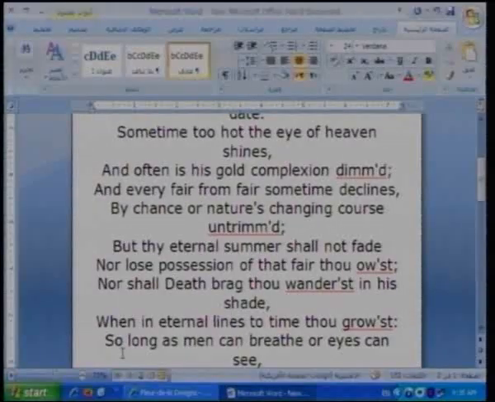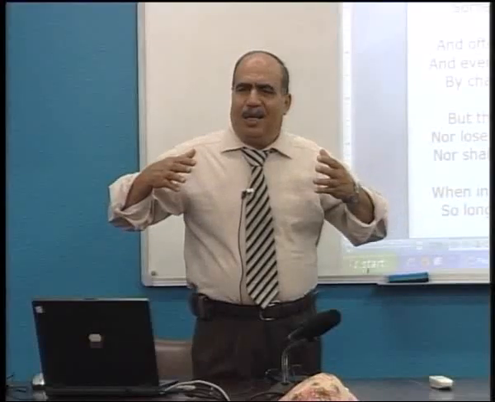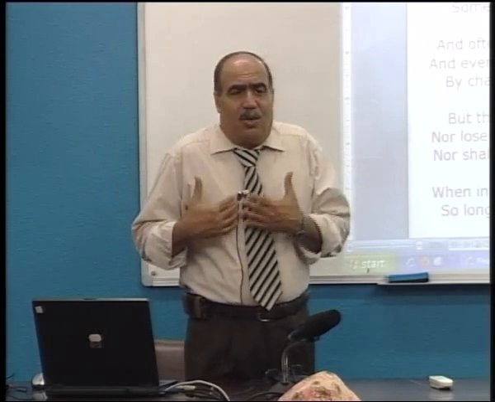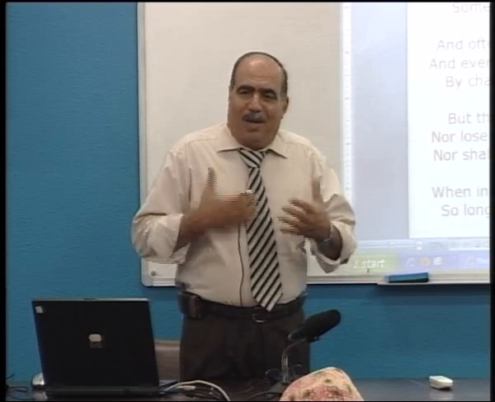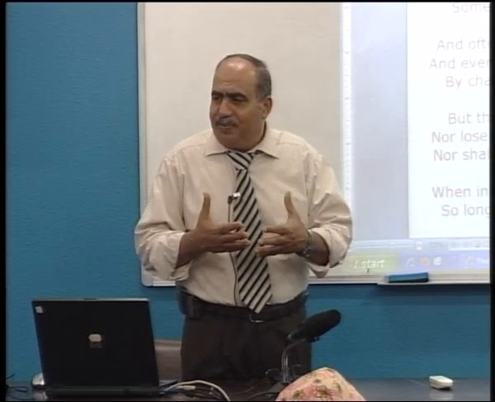And often, sometimes too hot the eye of heaven shines, and often his gold complexion dimmed. So he's talking about the sun. What kind of figure of speech do you have here? Yes, the eye of heaven here is a metaphor. But culturally, when you think of the sun as an eye of heaven, I know it's a metaphor, but what does this mean to us or to English people? Do you think we might share the same cultural connotation?